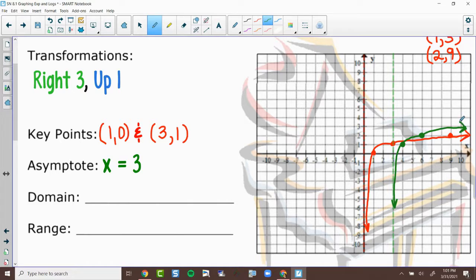Now the domain looks restricted because it looks like I'm getting close to 3, but I'm still increasing. So your domain is now 3 to infinity. I'm a little bit more restricted, but the range bottom to top looks like I'm still going down, and eventually this will keep growing. So your range is now going to be all real numbers.